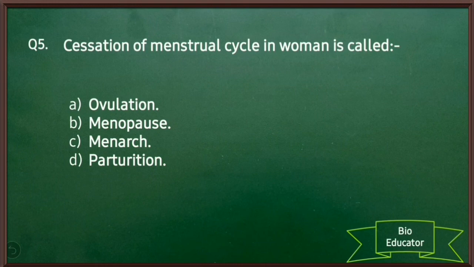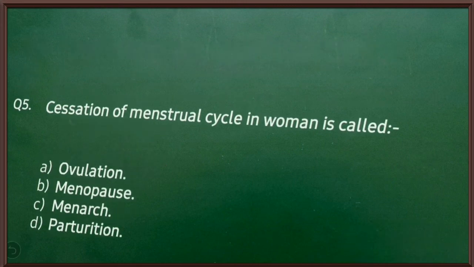Question number 5. Cessation of the menstrual cycle in women is called. Cessation means stoppage. We know that when the menstrual cycle stops, it is known as menopause. So B is the right answer.